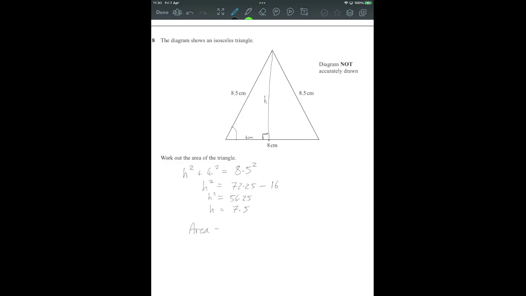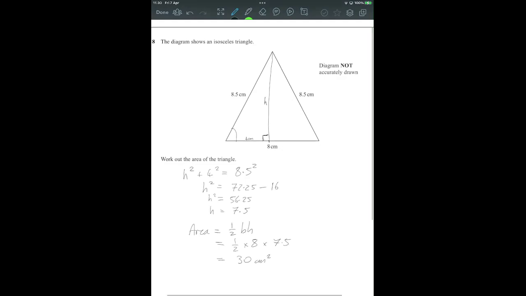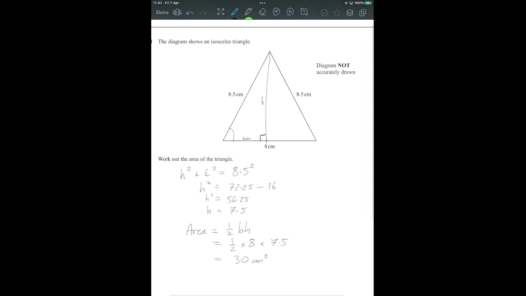And therefore the area of my whole shape is a half base times height. Well, now my base is the whole 8. I'm going to do the whole shape in one go, times by the height of 7.5. That comes out at 30. Stick some units on, and happy days.